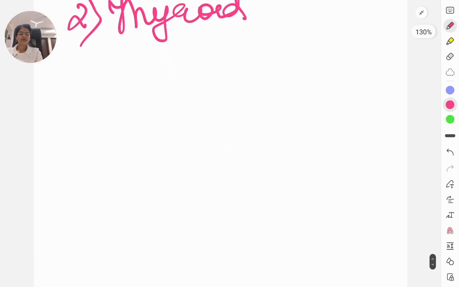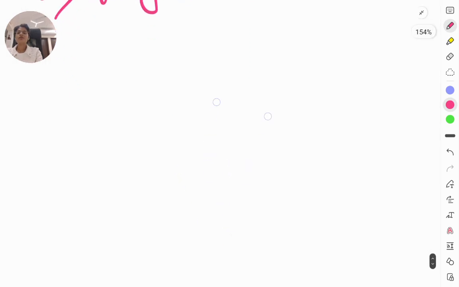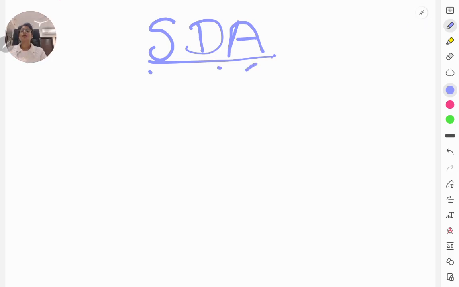Now let's find out the second one. First I said BMR, second is SDA, and third one was physical activity. Now SDA is specific dynamic action. Let's see it in detail. So SDA is the extra heat production by the body over and above the calorific value.